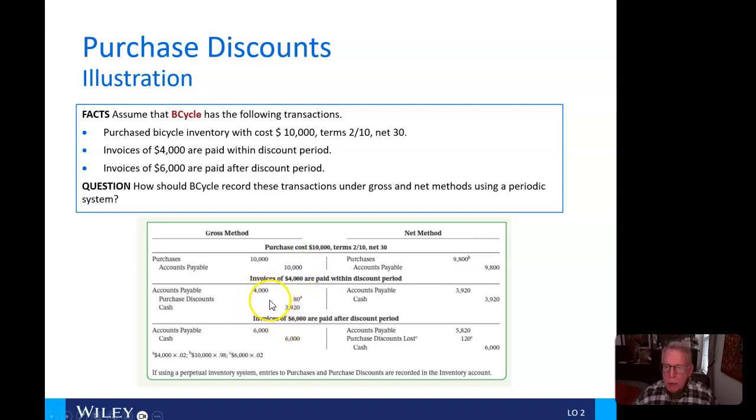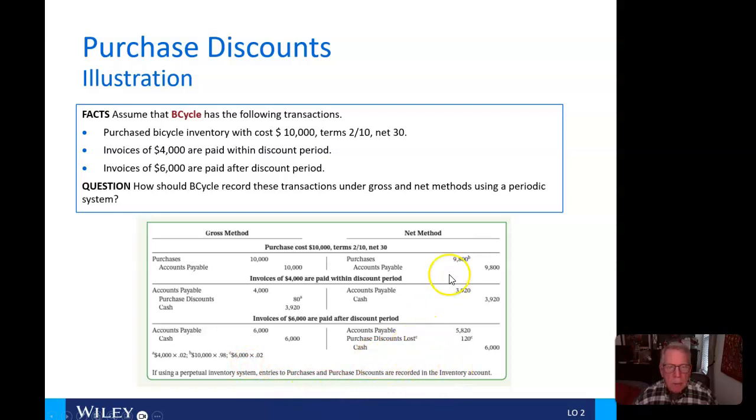And then as we find out exactly if they took the discount or not, our accounts payable will be reduced by the $4,000 before the discount. We'll credit a purchase discount for $80 and credit cash for $3,920. Okay, but because the $6,000 was outside the discount period, we're just going to debit accounts payable for the entire amount and credit cash to pay for it because we did not take the discount.